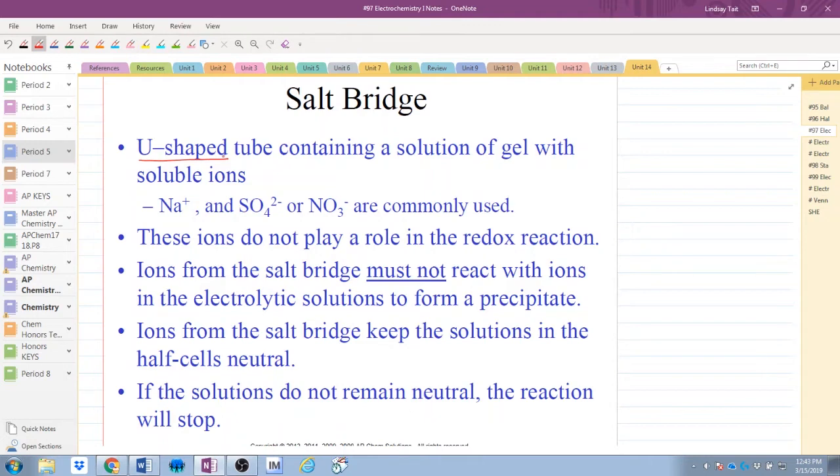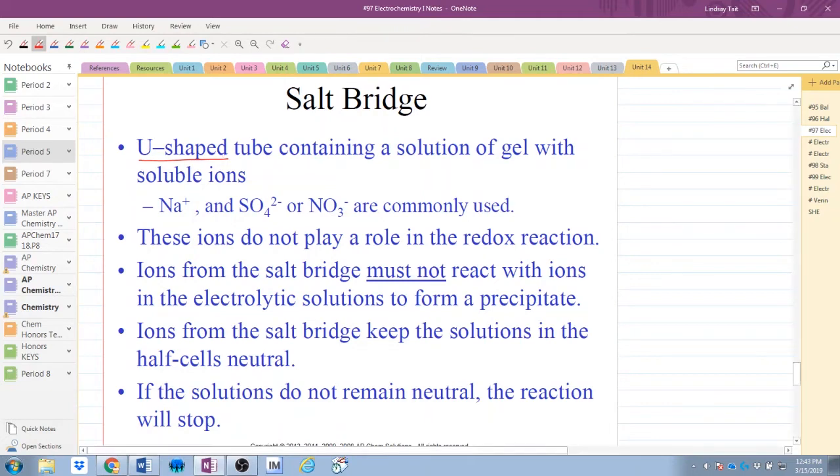I've also seen them with gels, where they have one single compartment that they slide this thing down the middle to separate, that acts as the salt bridge. So there's a variety. We're going to use filter paper as our salt bridge for our lab. There's a lot of different things that can serve as a salt bridge, but the old school ones were U-tubes.